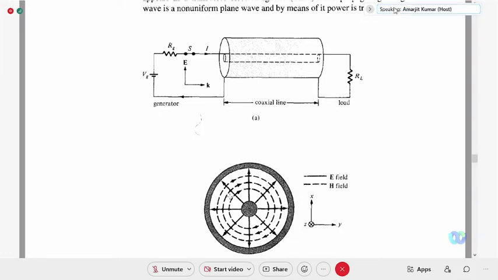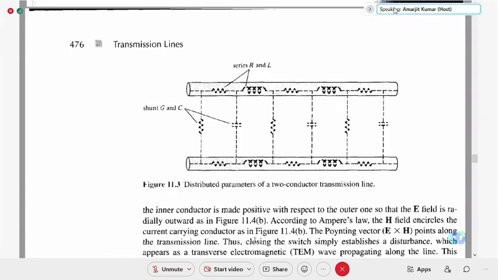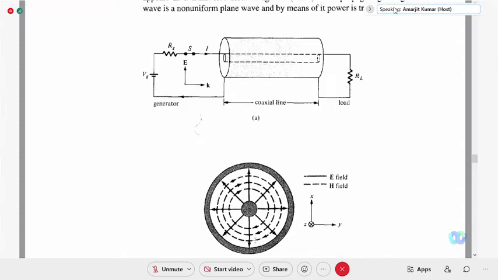What are Maxwell's four equations? Del dot D is equal to rho. Del dot B is equal to 0. Del cross E is equal to minus del B by del t. And one more: del cross H is equal to J plus del D by del t. So from del cross H, the magnetic field H will encircle the current-carrying conductor. From Ampere's law it will be in a circular direction, like this.